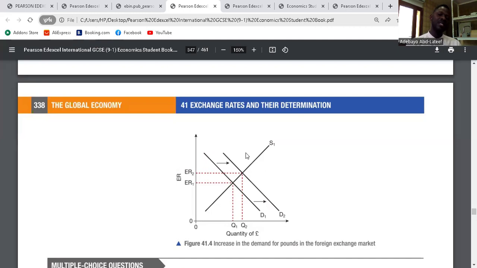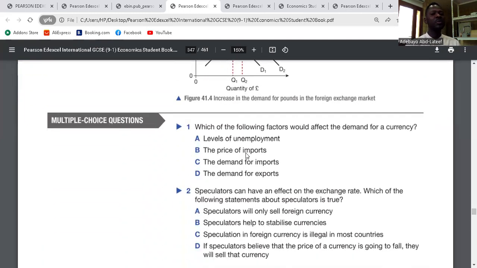Is it clear? An increase in imports reduces the value of the currency. An increase in exports increases the value of the currency. Clear? So let's go to the multiple choice question.